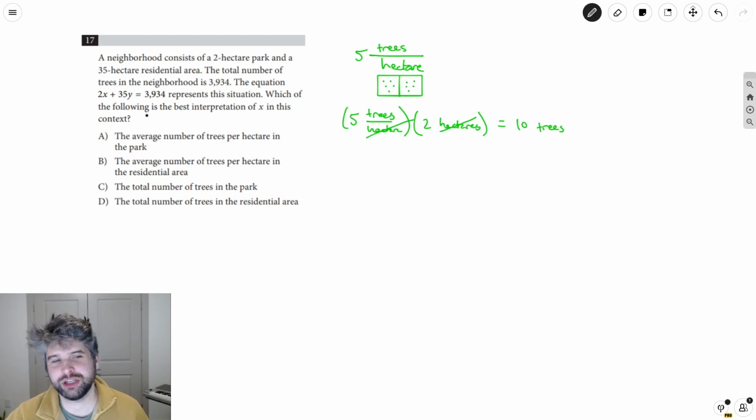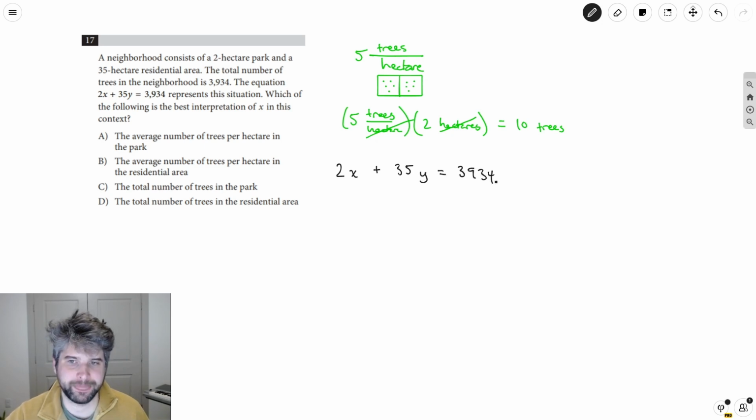So now let's take a look at this equation that they give us. So the equation says 2 times x plus 35 times y equals 3,934. Well, one number that jumps out at me is this 3,934. If we look at the problem, that is the total number of trees.